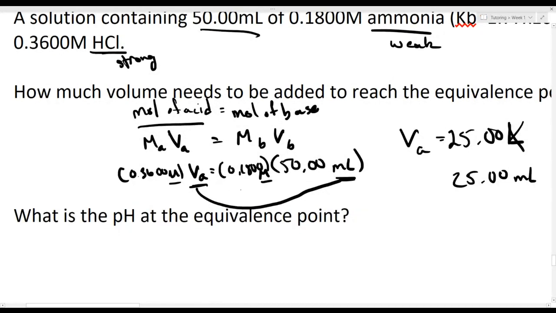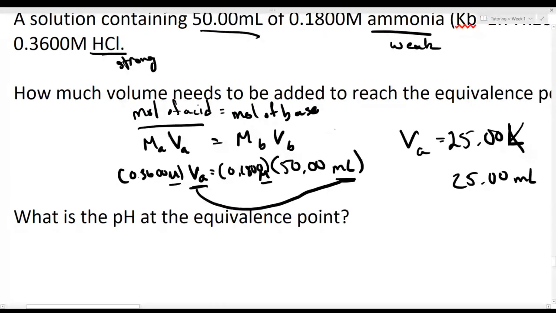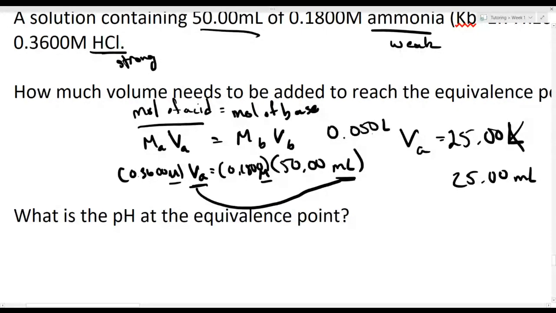That's another important thing: keep track of your units. If I wanted to convert this to liters and write 0.050 liters and do this problem that way, totally fine. Great job, but be mindful of your units. Okay? And then the second question: what is the pH at the equivalence point?